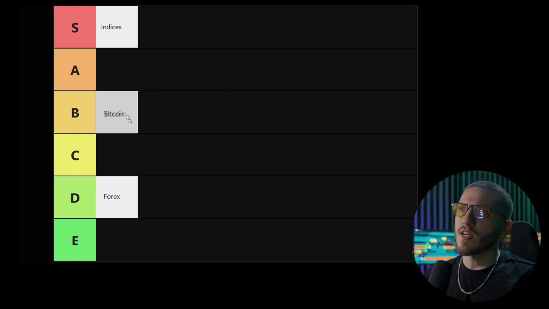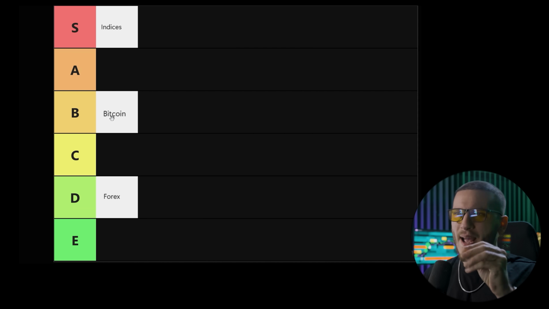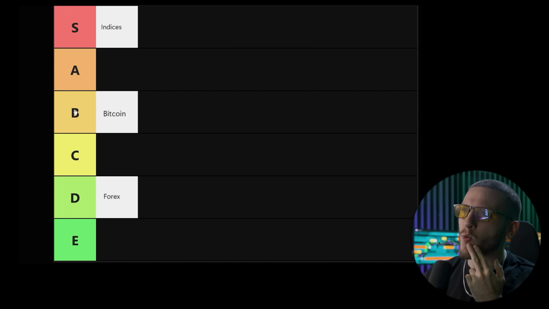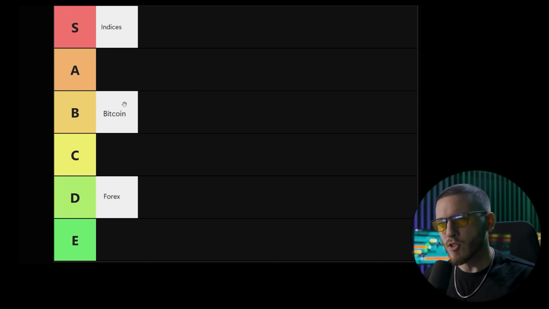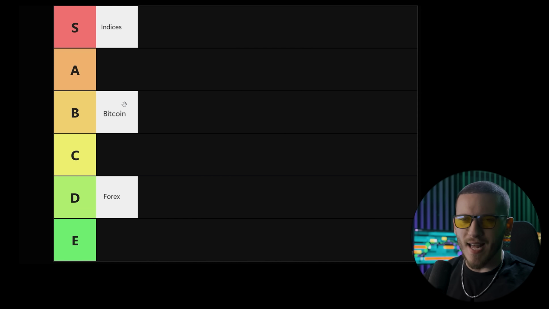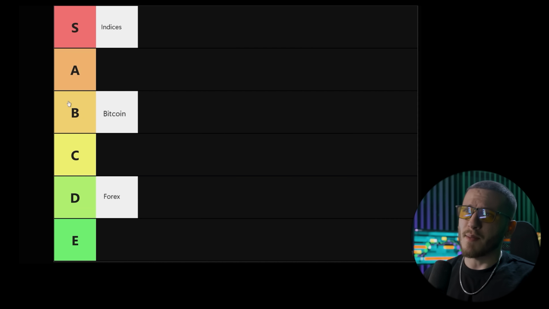Because Bitcoin, just like indices, is very transparent. The blockchain is absolutely decentralized. You can see all of the volume. You can see all of the transactions. It's fully transparent, but there's a lot of gambling involved, which is kind of what makes me feel like giving it a B tier. But also the cycles of Bitcoin are absolutely reliable. The on-chain analysis is awesome. And it's just that people trade it in the wrong way that I'm placing it to be.